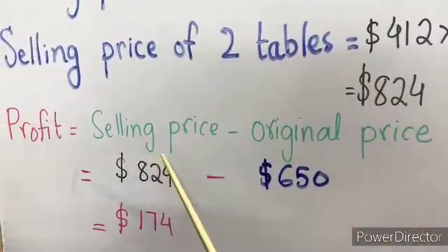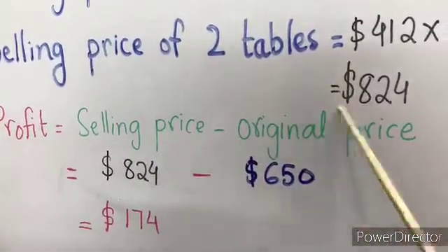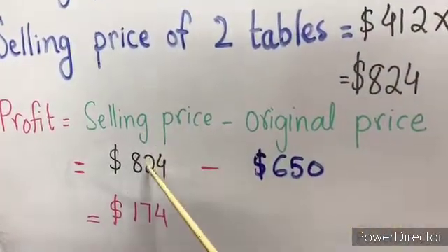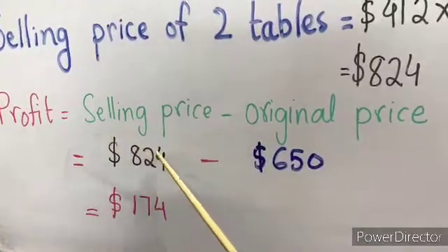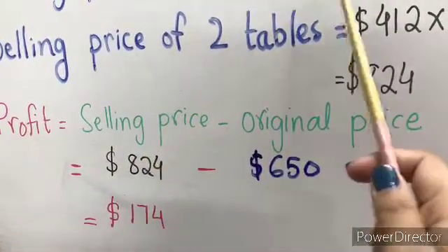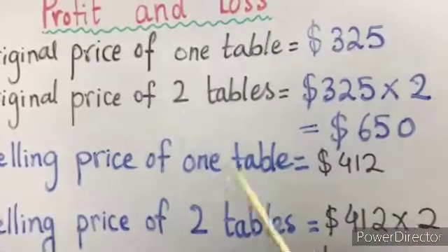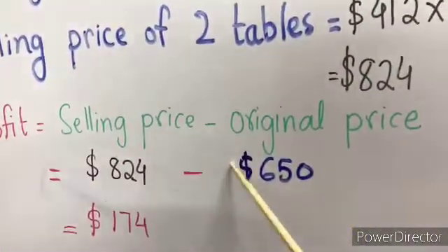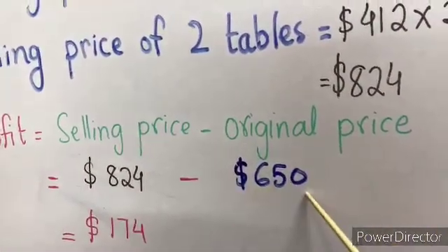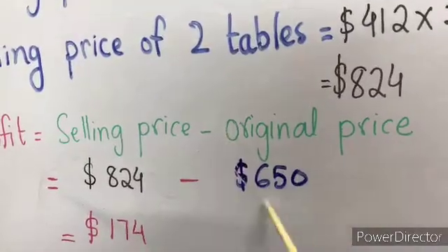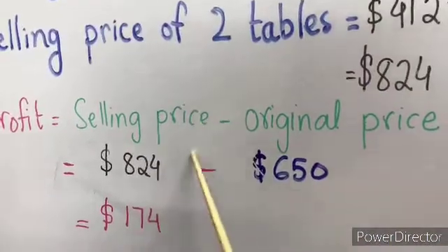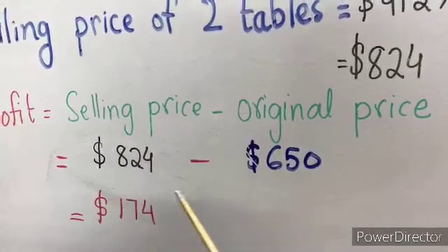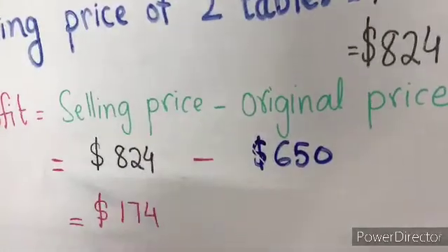Now you remember what was the selling price of 2 tables? Remember we calculated? Yes, $824. So we will simply put it here under selling price. Now you remember the original cost of the 2 tables? Yes, the original cost of the 2 tables was $650. So we will put it here in the original price. And now we will subtract the original price from the selling price. Very easy. When we subtract it, it becomes $174.